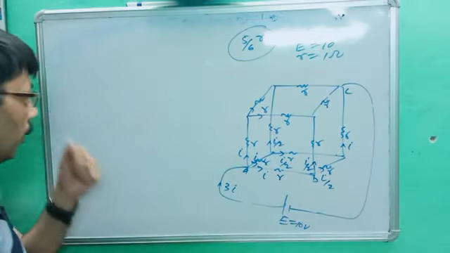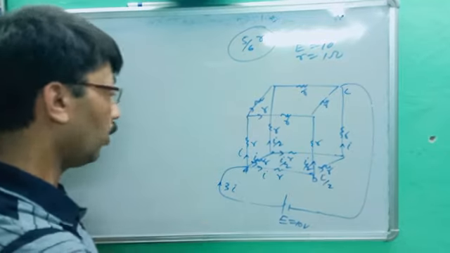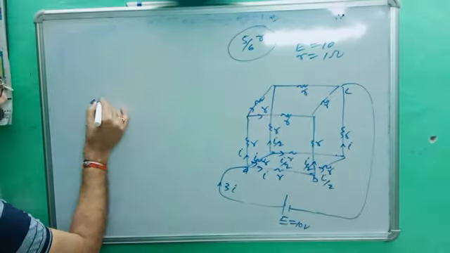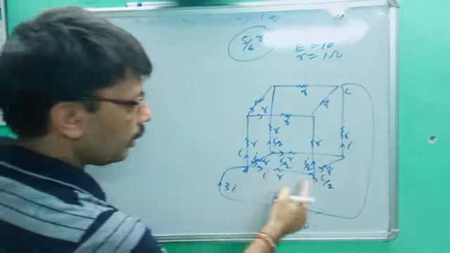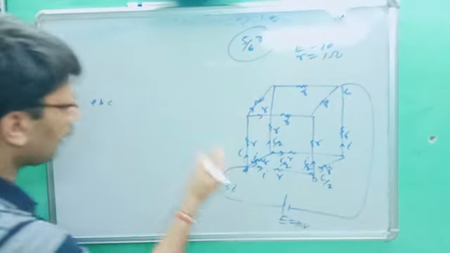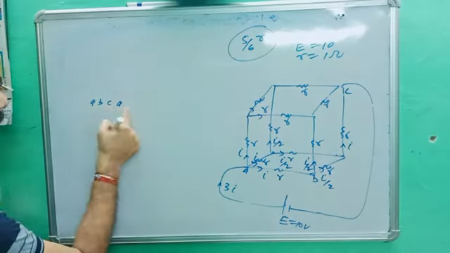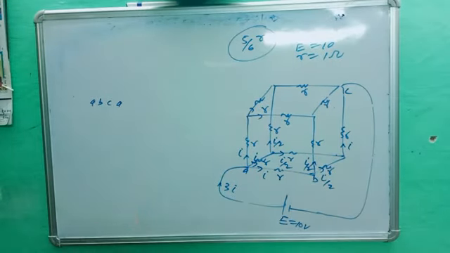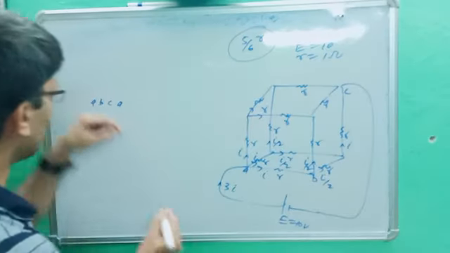Okay. So now we apply the loop law. What loop? Very easy way. The loop is A, B, C and again A. A, B, C, A. Are you getting the point? Our loop is A, B, C, A. Okay? We start from here.